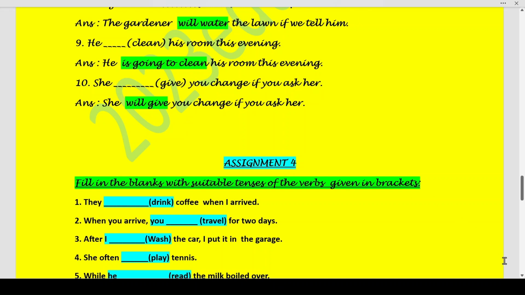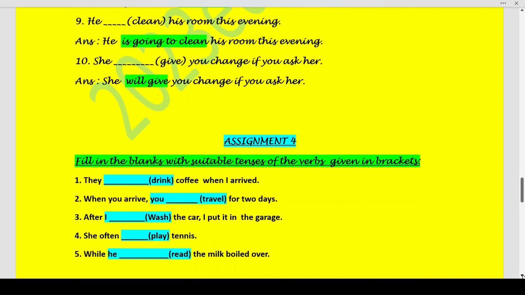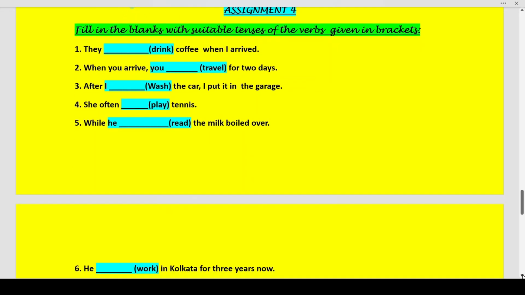Now, assignment 4. Fill in the blanks with suitable tenses of the verbs given in brackets. They dash drink coffee when I arrived. They had been drinking coffee when I arrived. When you arrived, you would have traveled for 2 days. After I had washed the car, I put it in the garage.